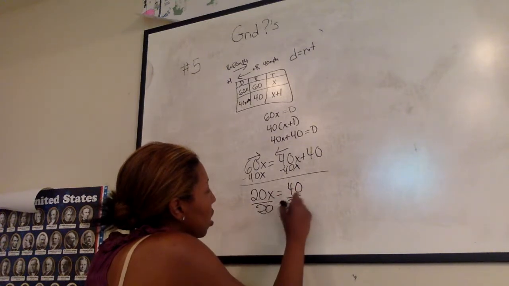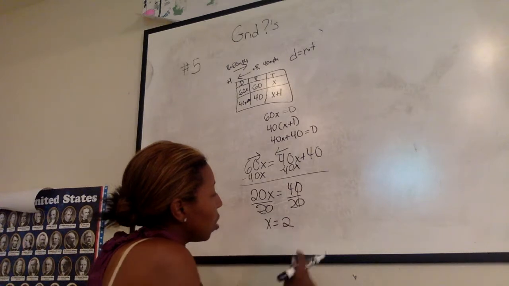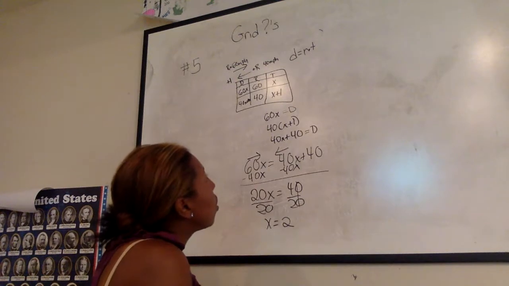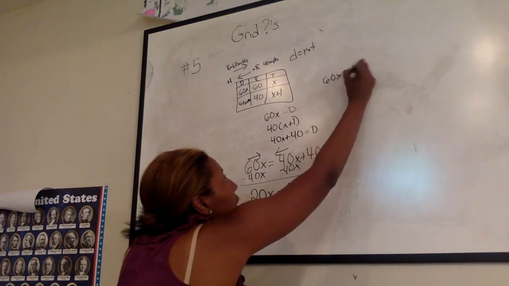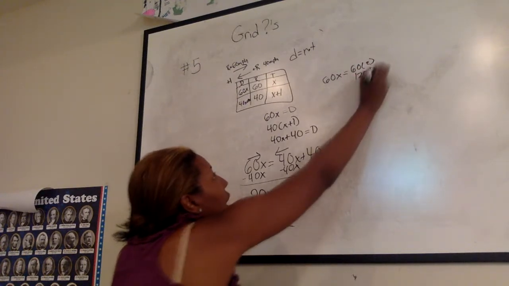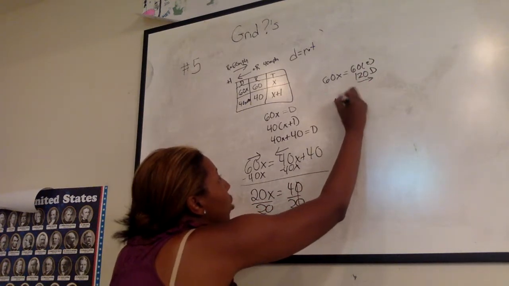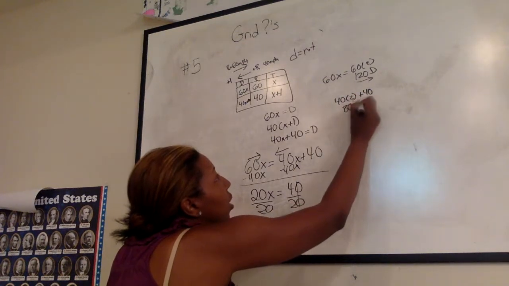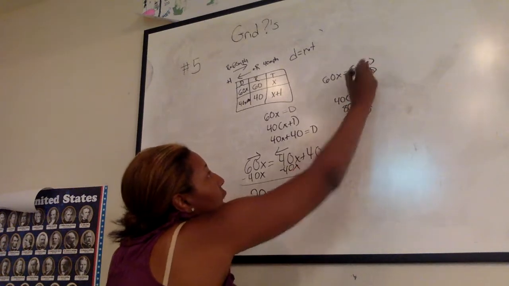Divide 20, divide 20, 40 over 20, x is equal to 2. So that means 2 is the time, and 2 would be what I put back in for distance. So 60x is equal to 60 times 2, which is 120 is the distance there and back. But if you want to check, you could say 40 times 2 plus 40. Well, this is 80, 120. So now you know that you got the distance the same both ways.